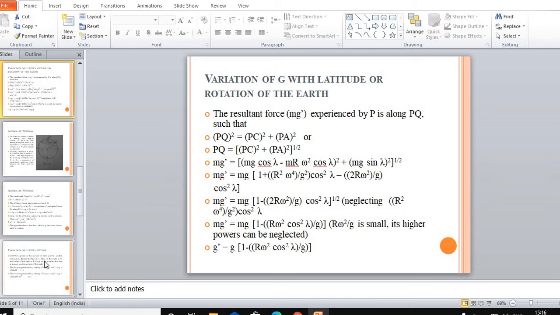mg prime is equal to mg into [1 minus 2 r omega squared by g cos squared lambda] the whole power 1 by 2. Here we are neglecting the higher order terms, that is r squared omega power 4 divided by g squared into cos squared lambda. mg prime will be equal to mg into [1 minus r omega squared cos squared lambda divided by g]. Since r omega squared by g is small, its higher powers can be neglected. So we get g prime equal to g into [1 minus r omega squared cos squared lambda divided by g].